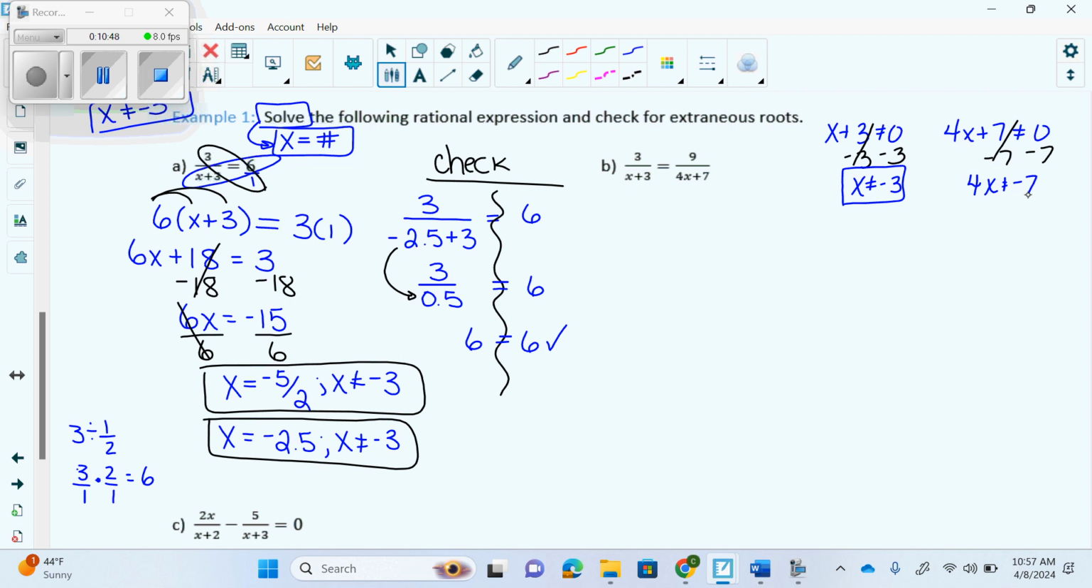And now I can deal with the 4 because I can deal with multiplication and division after I've dealt with addition and subtraction when we're trying to isolate a variable. Okay? So we're going to divide by 4. And we're going to get x can't equal negative 7 over 4.